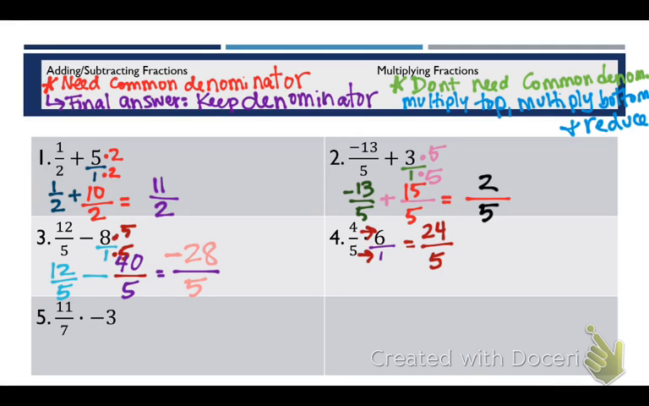And then your last one, you have 11 over 7 times negative 3. So put that over 1. Multiply straight across. What's 11 times negative 3? Negative 33. And then on the bottom, you have 7 times 1, which is 7. Does this reduce? No. Okay.